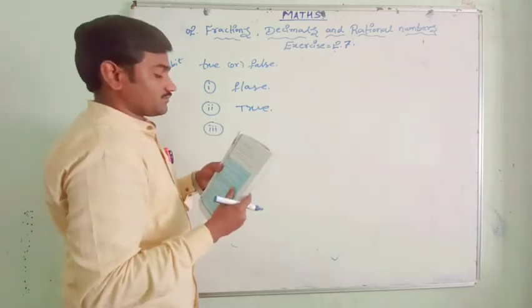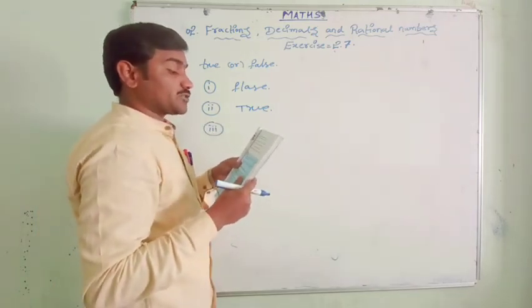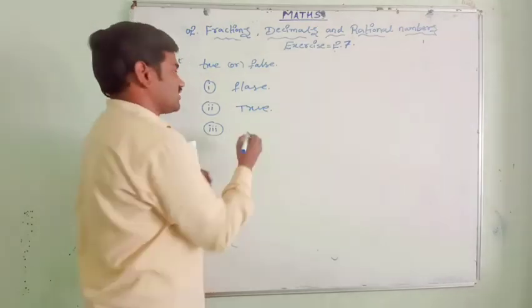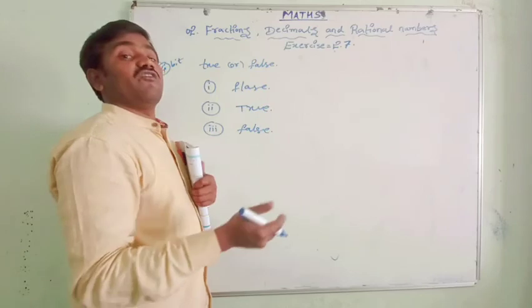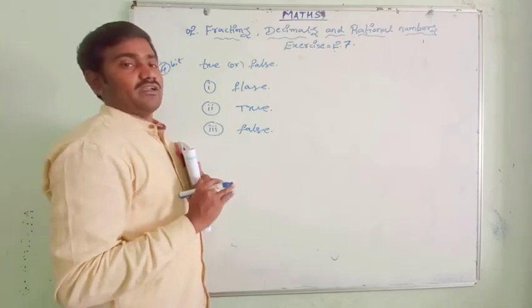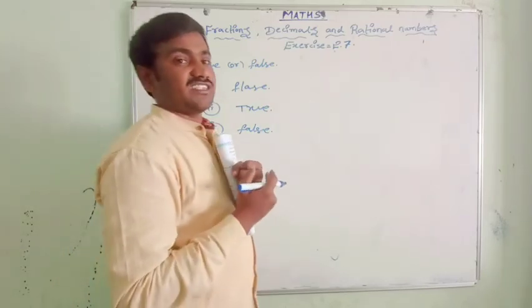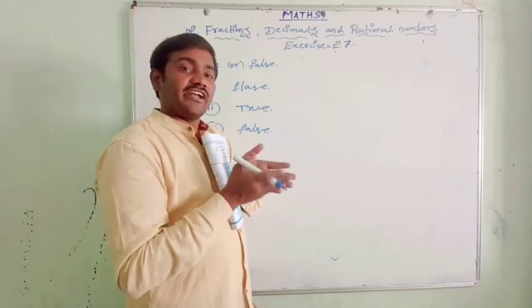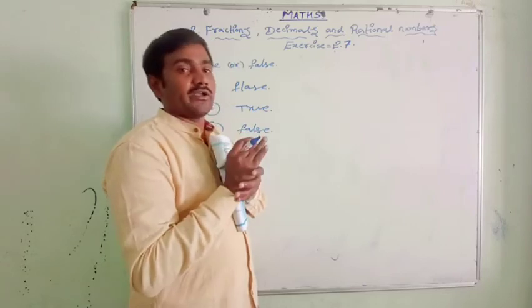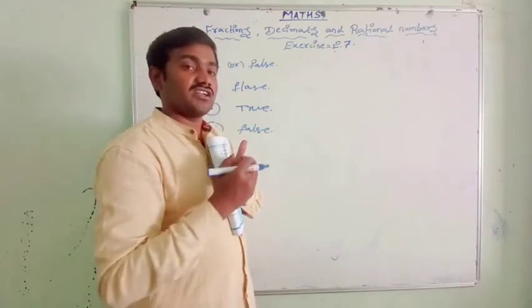The third one is, every decimal number can be expressed as a rational number. No, it is false. There are some decimal numbers that cannot be expressed in the form of p by q. There are two kinds of decimal numbers. One is terminating decimal numbers, the other is non-terminating decimal numbers. Terminating decimal numbers can be expressed in the form of p by q. Yes, they are considered rational numbers.